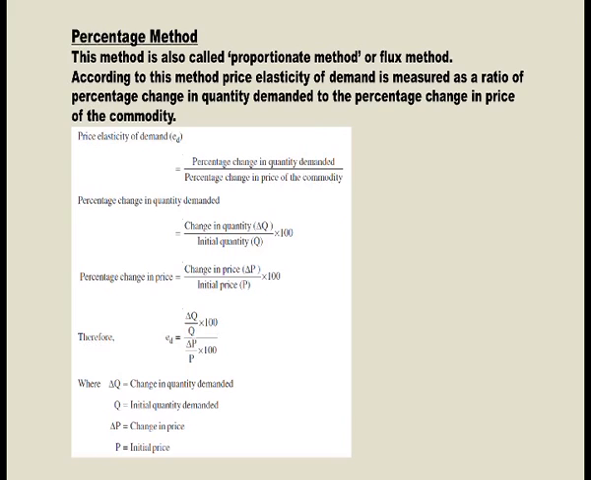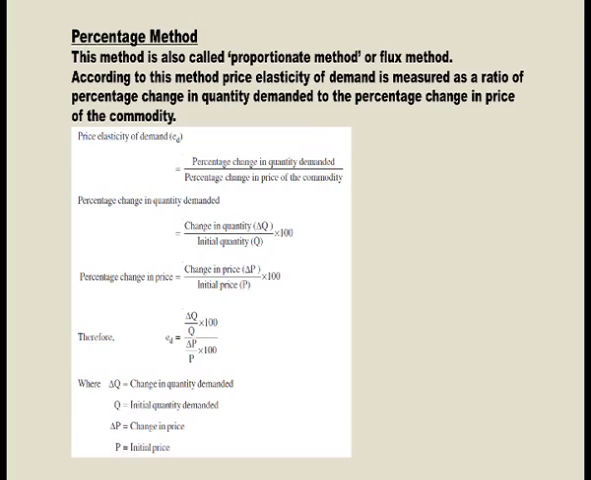Elasticity of demand is denoted by ED. ED is equal to delta Q by Q into 100 divided by delta P by P into 100. Here, delta Q stands for change in quantity demanded, Q initial quantity demanded, delta P change in price, and P initial price. So we get the formula like this, delta Q by Q into P by delta P. This is the formula for calculating price elasticity of demand by percentage method or proportionate method.